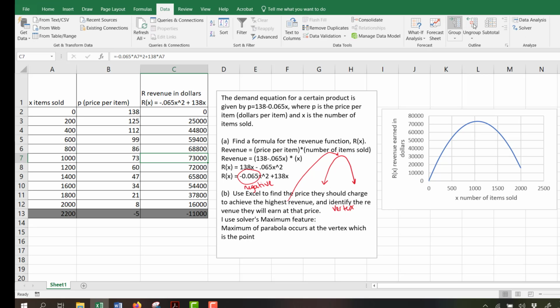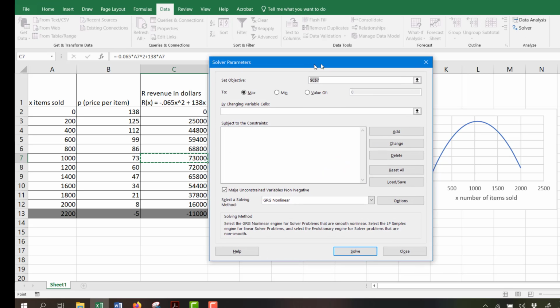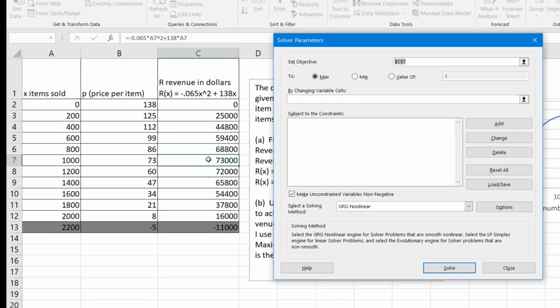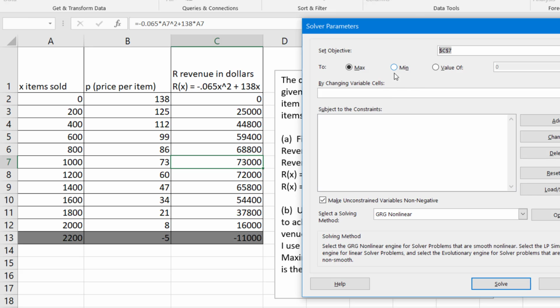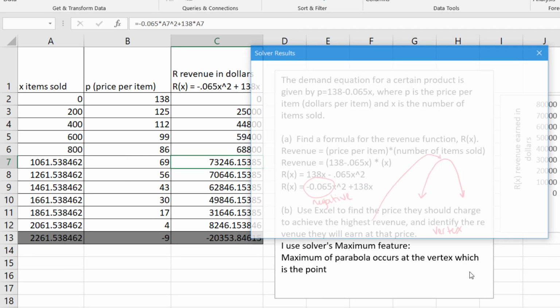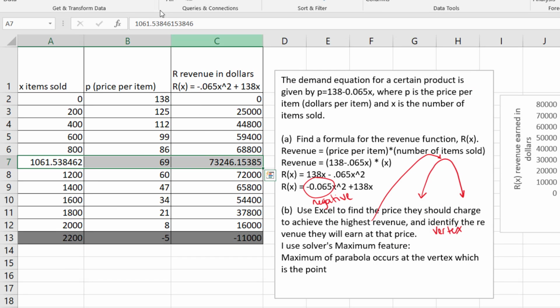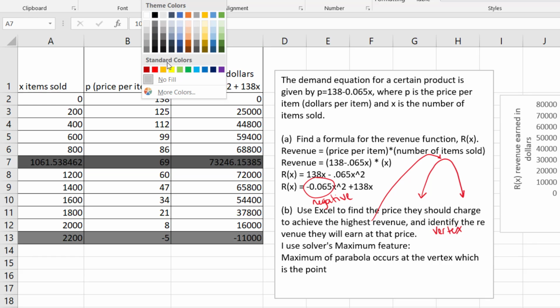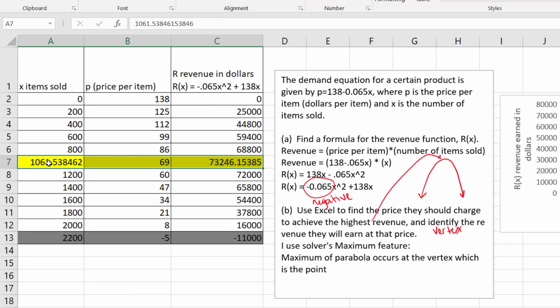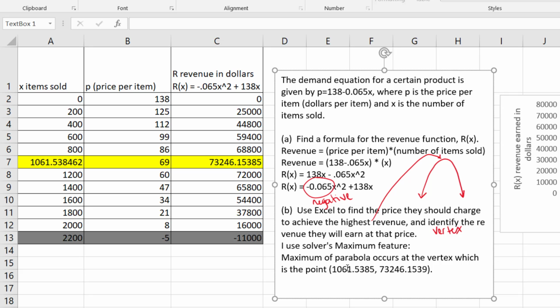I go to Data, Solver, and in the Set Objective cell, I have the cell C7, which is closest to the highest Y value. I want it to be maximum by changing the X value cell. So I clicked on cell A7. I hit Solve. It changes row 7, where it says that if you input 1061.5385, you'll get an R value of 73,246.15385. So remember, X represents number of items sold, and the Y value represents the revenue.